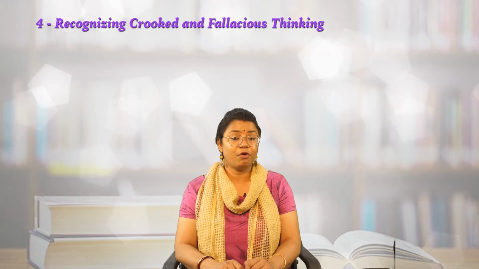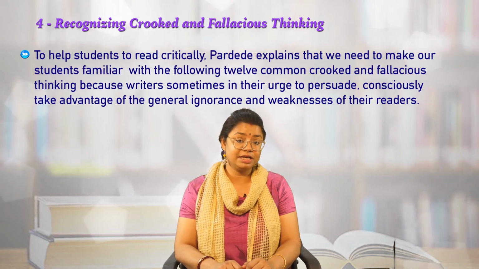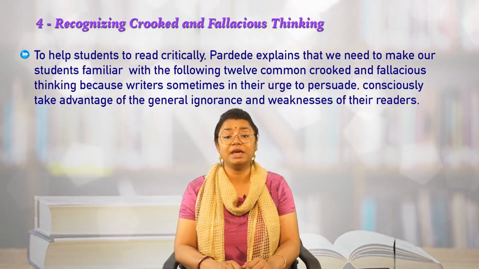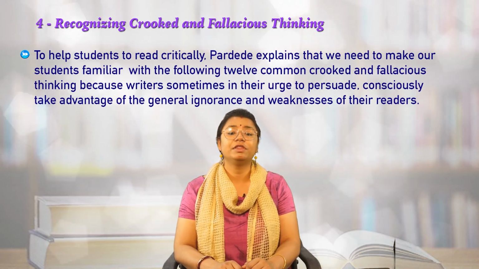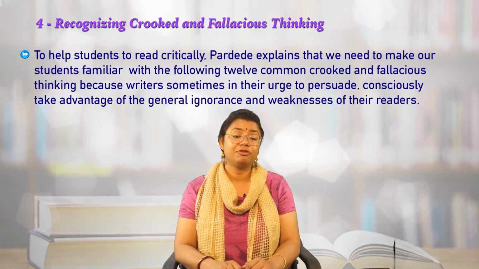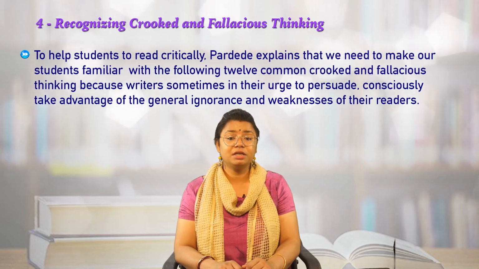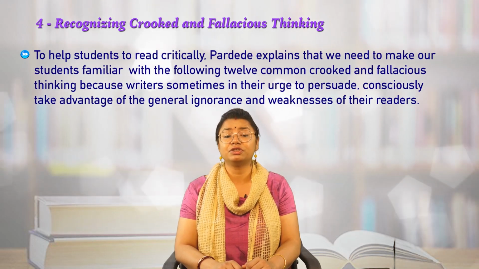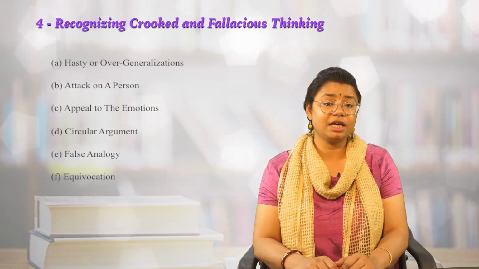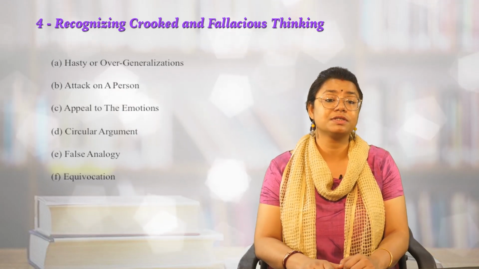Number 4, recognizing crooked and fallacious thinking. To help readers to read critically, Pardeed explains that we need to make our students familiar with the following 12 common crooked and fallacious thinking tropes that writers sometimes use to persuade and consciously take advantage of the general ignorance and weakness of their readers. So, anytime we find any of these in our text, readers should be extra cautious.